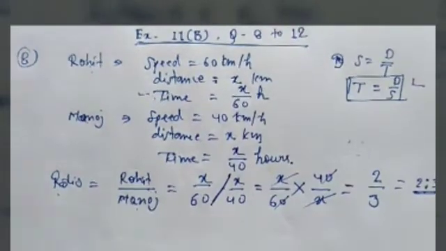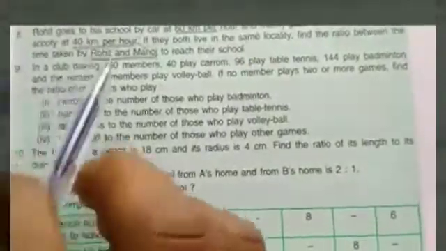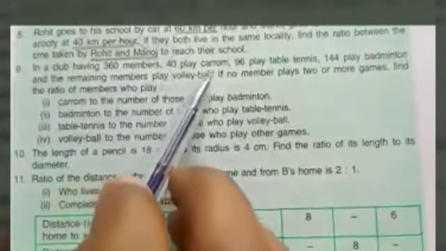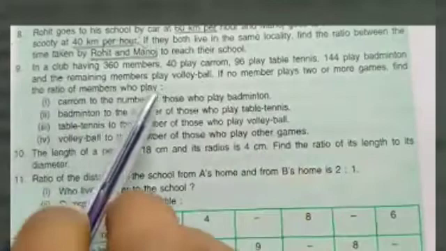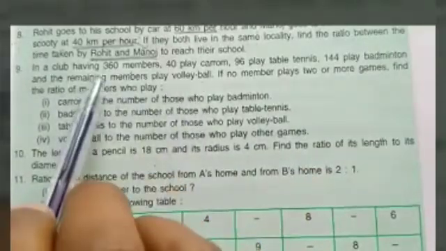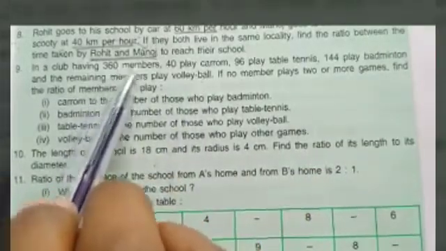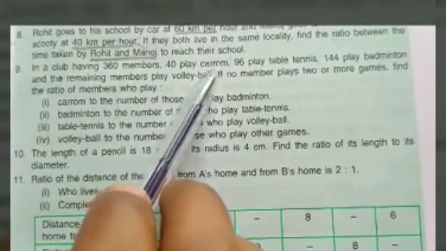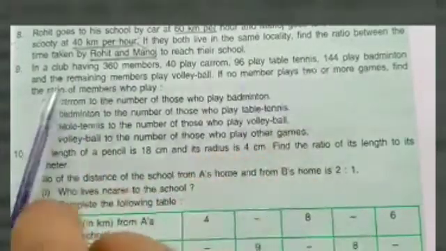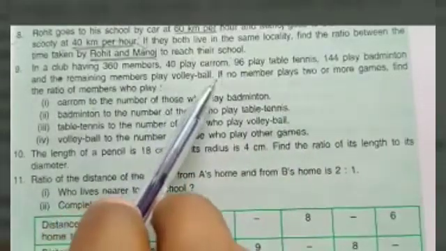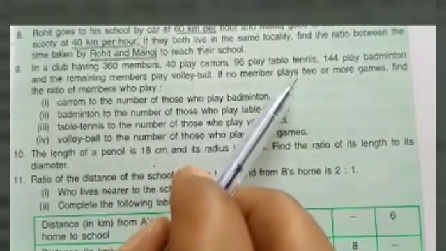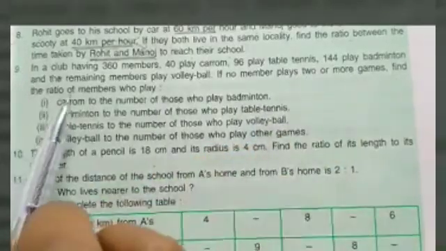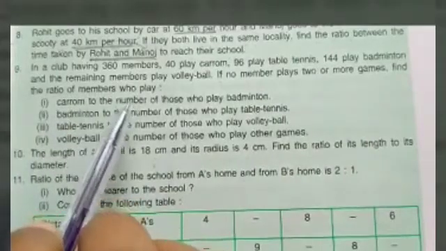Now start ninth question. Ninth question is, in a club having 360 members, 40 play carom, 96 play table tennis, 144 play badminton, and the remaining members play volleyball. Total number of members are 360. 40 for carom, 96 for tennis, 144 for badminton, and remaining students play volleyball. If no member plays 2 or more games, it means each member plays 1 game only. Find the ratio of members who play.